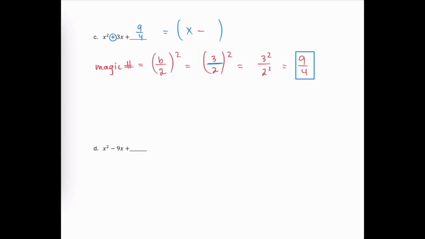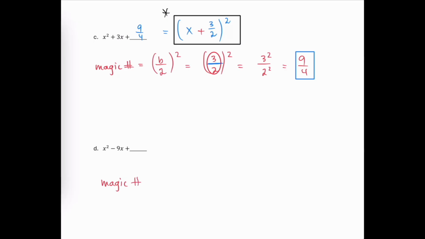So the sign inside here is going to be positive, and now the value that is in this factorization for our binomial squared is always going to match what we obtained when we originally divided b by 2, or essentially the square root of the magic number. So this is our factorization. Let's see that one last time.